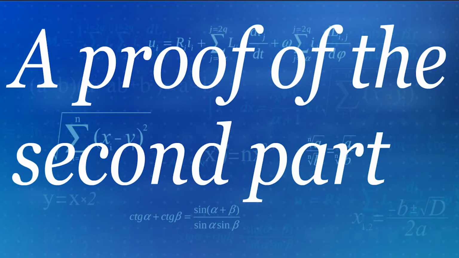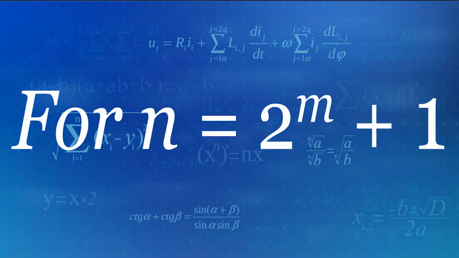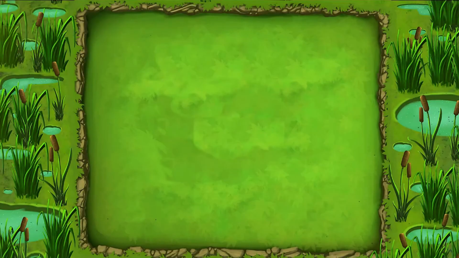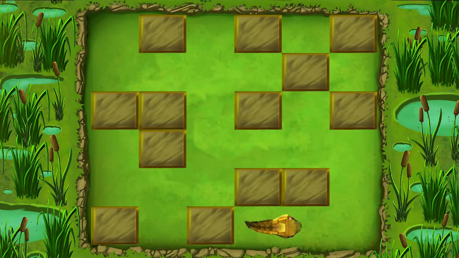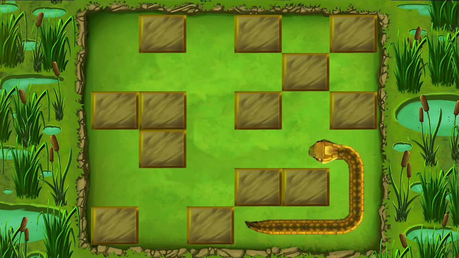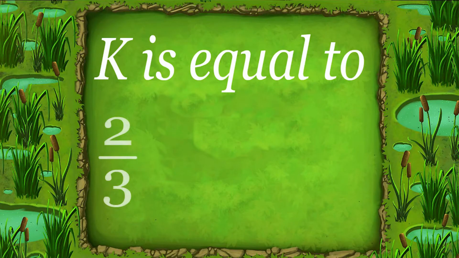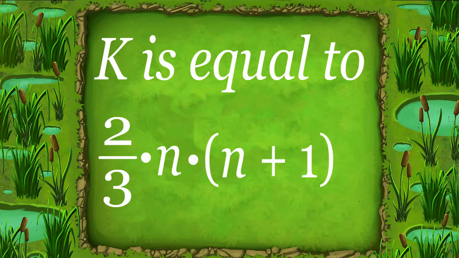Now, all that is left is to prove the second part. That is, for each integer n, which is a power m of 2 plus 1, we need to show that there exists a field with k free squares, such that our snake cannot overrun itself, where k is equal to 2/3 multiplied by n multiplied by n plus 1, minus 1.